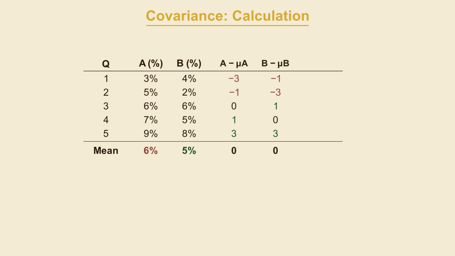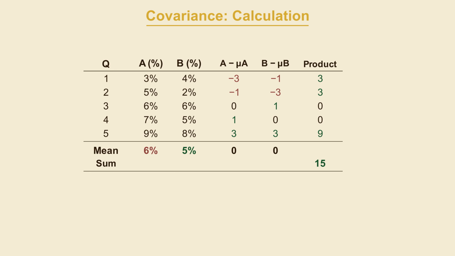Step 2. Compute the deviation of each observation from its mean. For holding A, you subtract 6 from each return, quarter 1, -3, quarter 2, -1, and so on. And then for holding B, you subtract 5. Step 3. Multiply the paired deviations. The deviation of A in quarter 1 times the deviation of B in quarter 1, and so on for each quarter. So for quarter 1, we get -3 times -1, which is 3. Quarter 2, we do -1 times -3, which is 3, and so on.